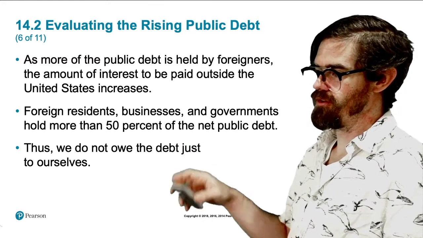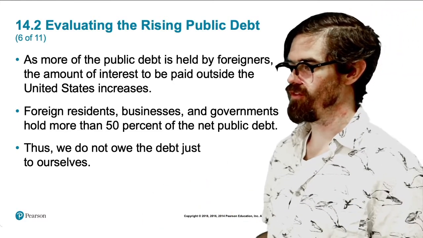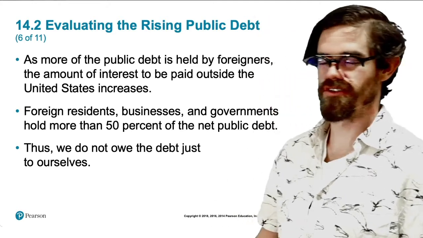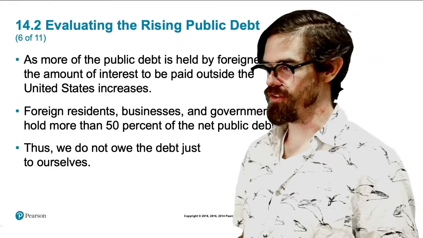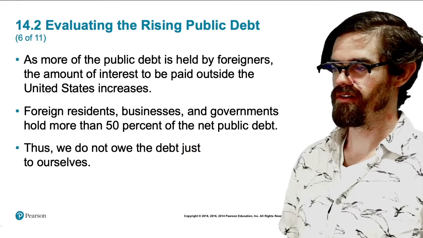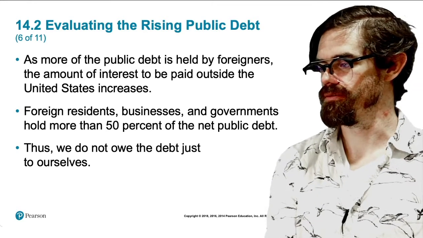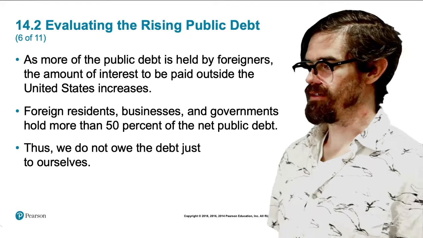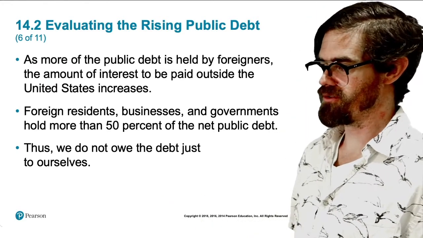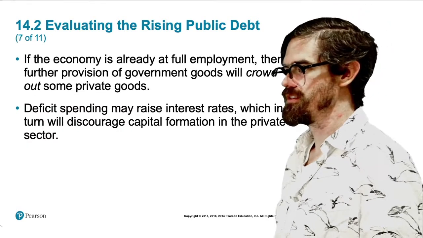Now, I mentioned this point looking at the table. As more of the public debt is held by foreigners, more of this interest is being paid to people outside of the United States. So that's maybe a cause for concern. And in fact, foreign residents, businesses, and governments hold the majority of our public debt. So not ideal. We don't owe the debt just to ourselves. As U.S. citizens, we do owe a substantial portion of the debt to other countries and other foreigners.